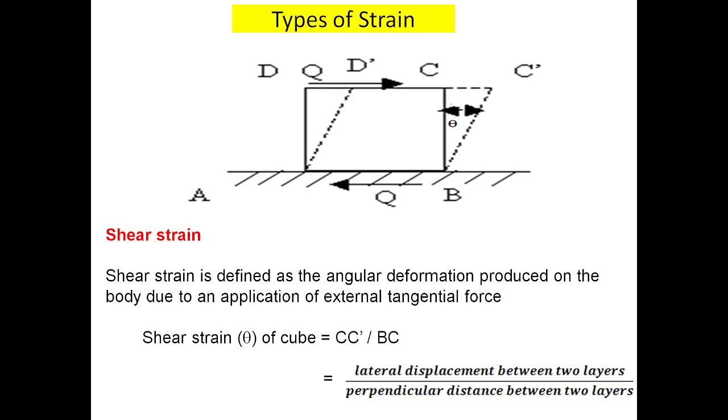Here the strain is calculated from the lateral displacement between two layers, that is between C and C dash, or between D and D dash, and the perpendicular distance between the two lines, that is C to B, or C dash to B, or D dash to A, or D to A. This is how we can determine the value of the shearing strain or tangential strain.